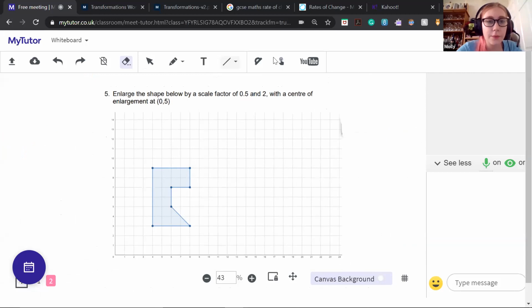Okay, so we want to enlarge the shape by a scale factor of 0.5 and 2. So we're going to do 2 different enlargements with a center of enlargement at 0.5. So let's do enlargement of 0.5 first of all, because we haven't seen one of these before where it's less than 1. So that's another thing to note as well. An enlargement of 1, whatever you do it about, is just the shape. So an enlargement of 1 is just the identity, it just stays the same.